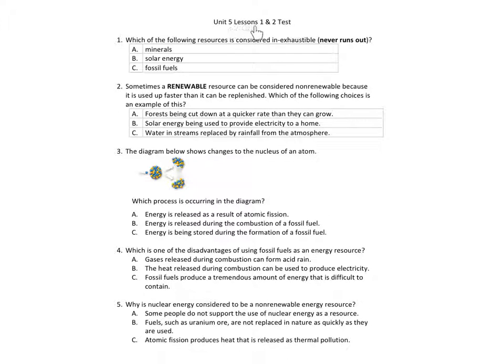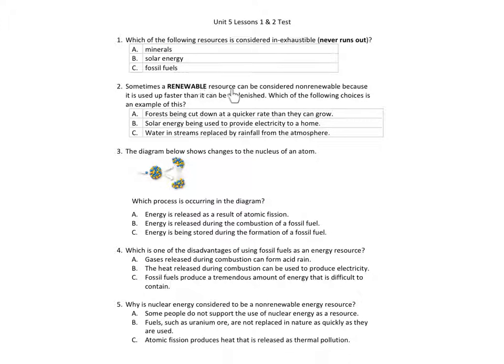Unit 5, Lessons 1 and 2 test. Number 1. Which of the following resources is considered inexhaustible, meaning it never runs out? A. Minerals. B. Solar energy. C. Fossil fuels.